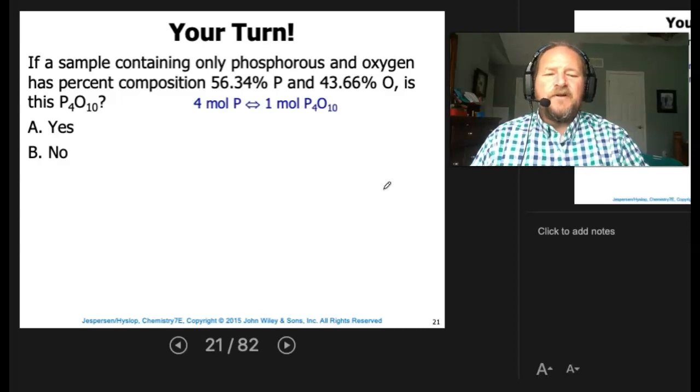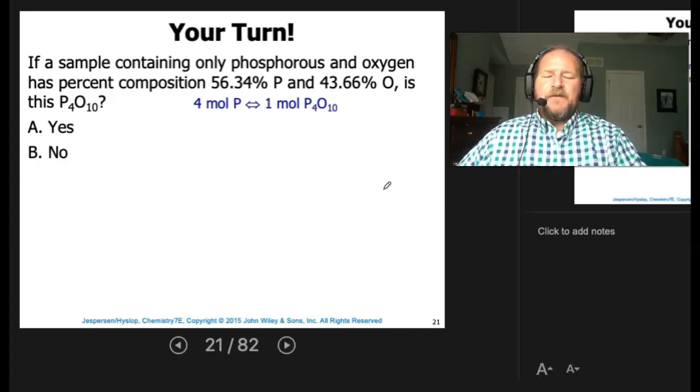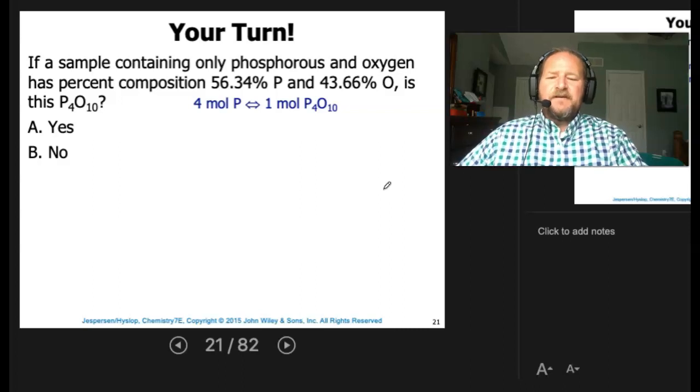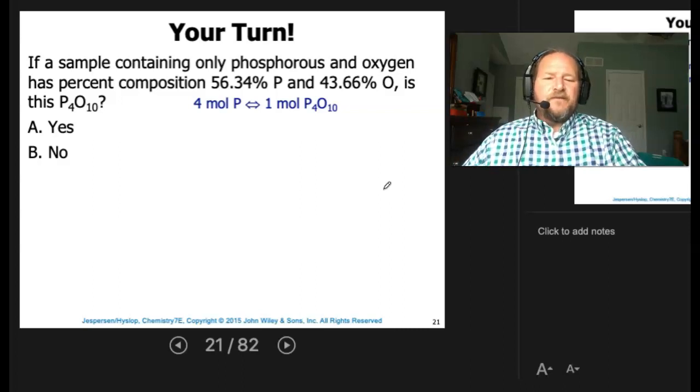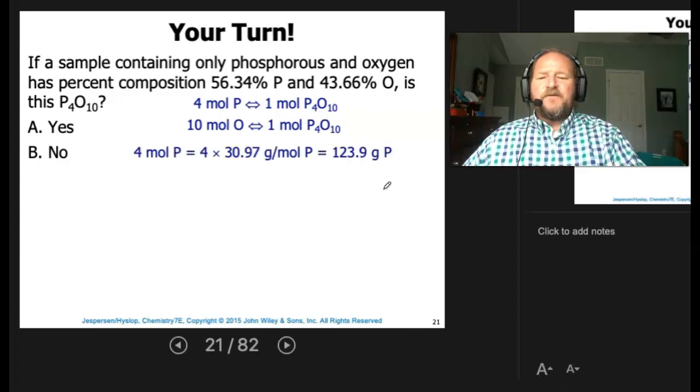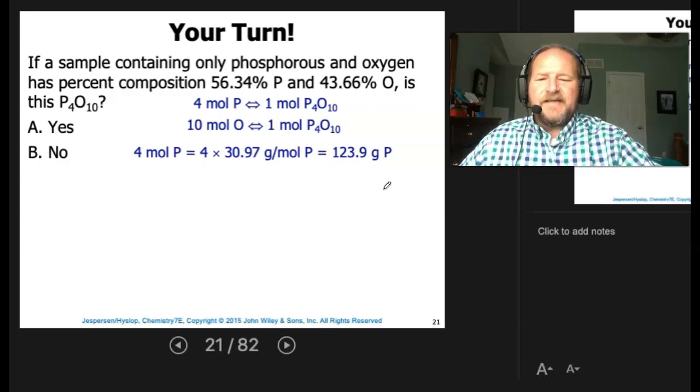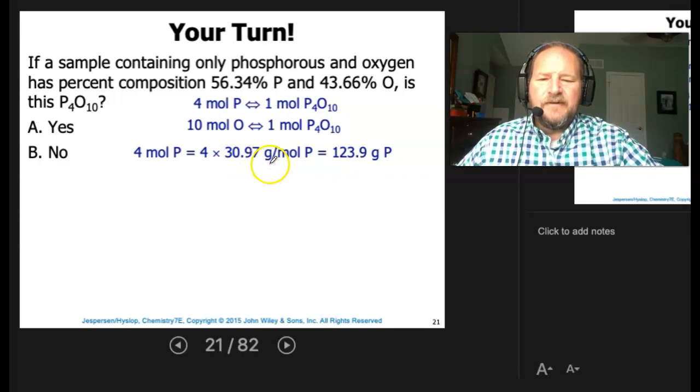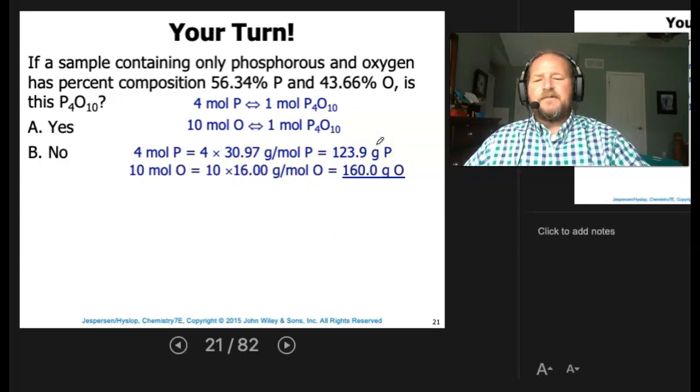So again, what we'll look at is the relationships. We have 4 moles of phosphorus for every 1 mole of P4O10. And we have 10 moles of oxygen for every 1 mole of P4O10. So 4 moles of phosphorus would equal 4 times 30.97. That's coming from the periodic table. That gives us 123.9 grams of phosphorus.